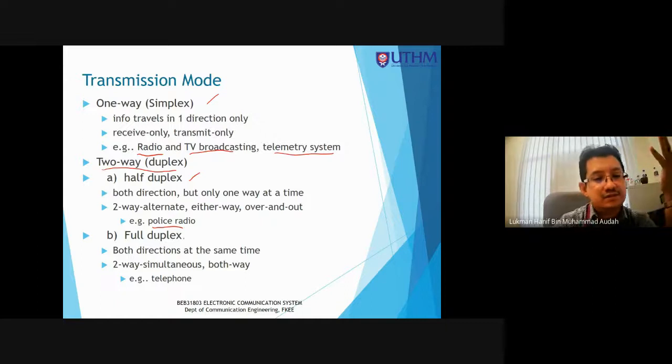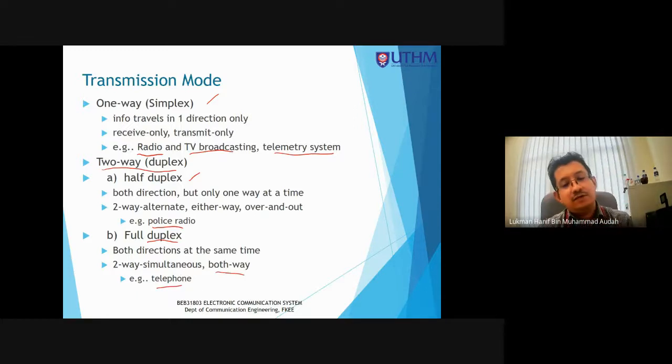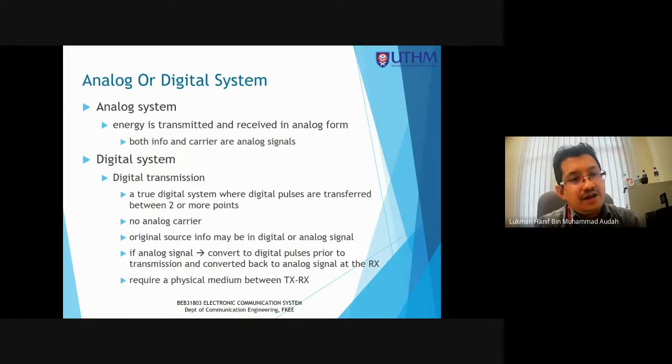Full duplex. For full duplex, both directions can send signal at the same time. 2 way simultaneous both way. Contohnya apa? Telefon. You call kawan you. Okay, when you call your friends, both sides can speak at the same time. Kedua-dua pihak boleh bercakap pada masa yang sama. So this is a full duplex system. Okay. Analog or digital?